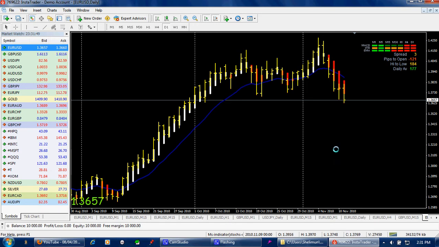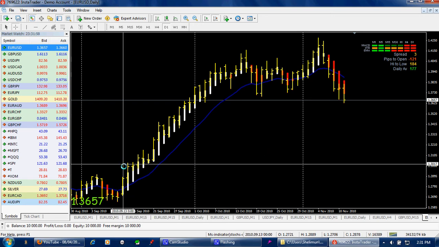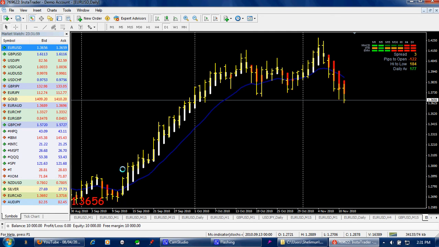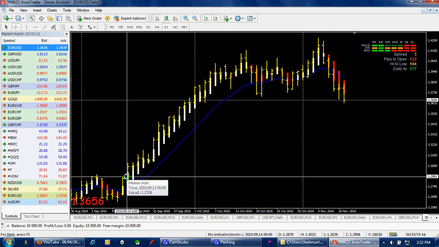This is MetaTrader 4, and this is Euro US daily. And if you look at this, basically the trend kind of started right here on September 13. Now again, these are two white bars. The EMA is pointing upward, and the second bar broke that first white bar. So we would have entered right here, for example.